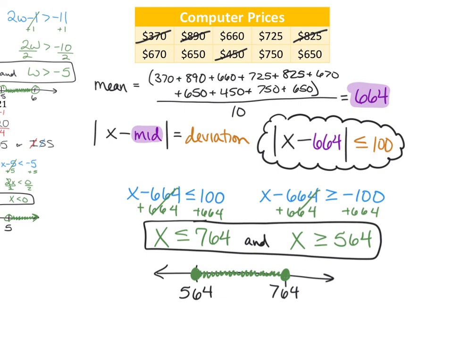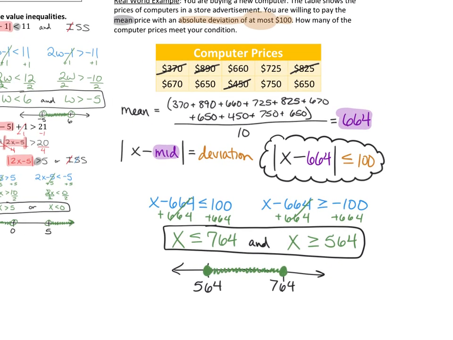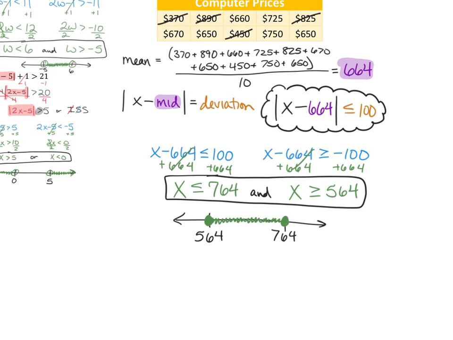So the question here asked, if we look back at what the actual question says, it said, how many of the computer prices fit your condition? So how many are left? 6. There are 6 that met our condition, so we could have up to 6 options that fit our condition. We have 6 computers to really be looking at. The rest of them are either too cheap or too expensive.